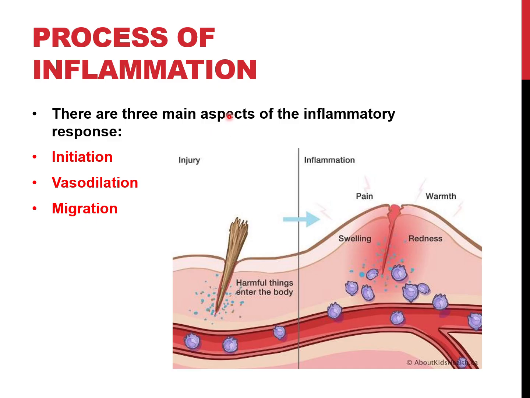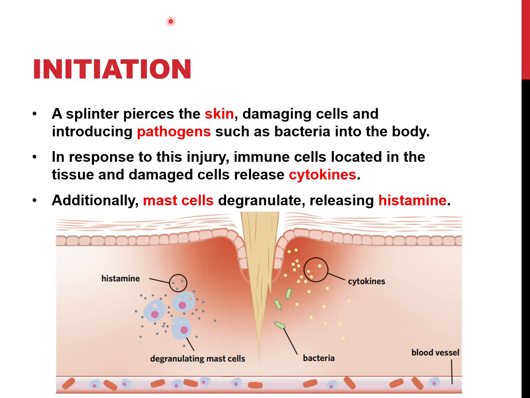There are a few different steps. It's not that important to know these, but if you do know them, it will help you with the inflammation response. So: initiation, vasodilation, and migration. Initiation is when the skin is actually split, in this case by a splinter or something stabbing. It's pierced through the skin, and then the pathogens get in. So your little bacteria here are now in.